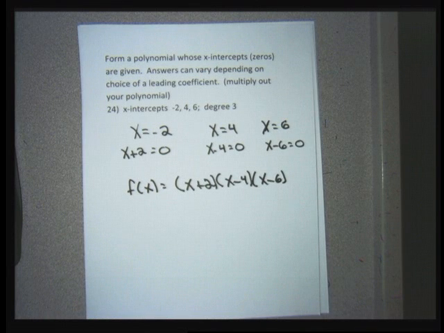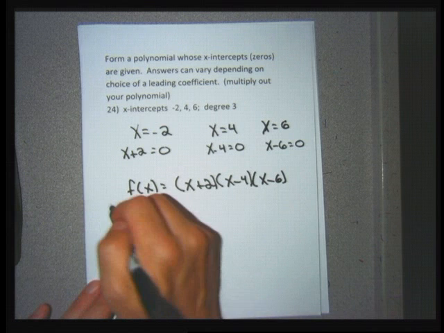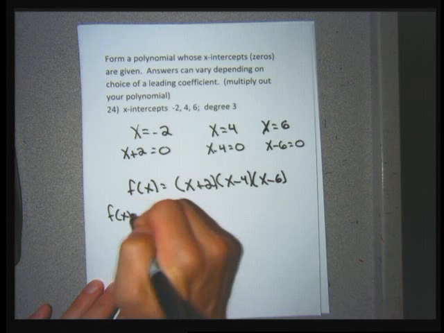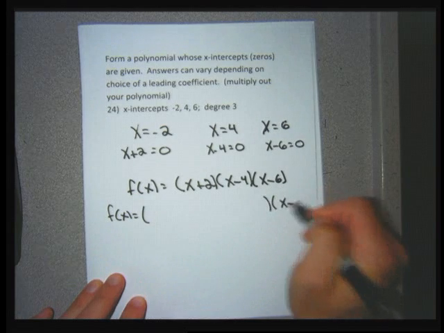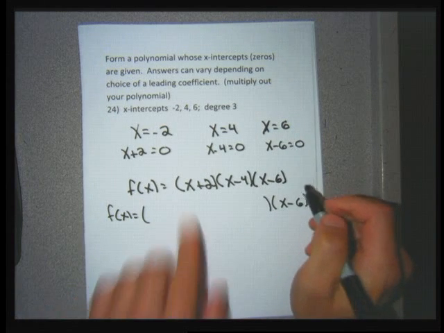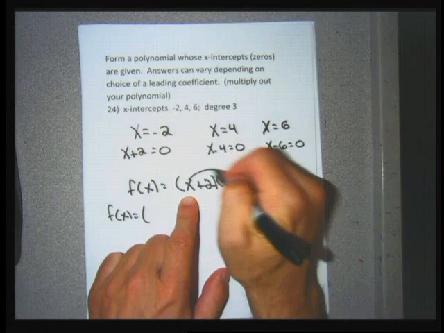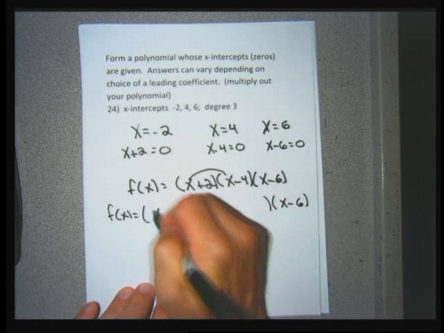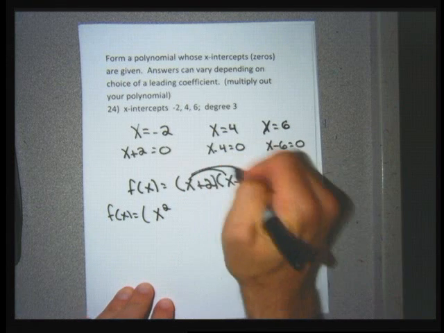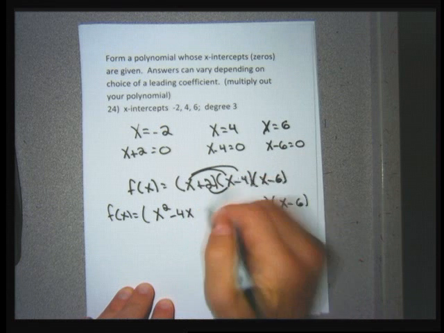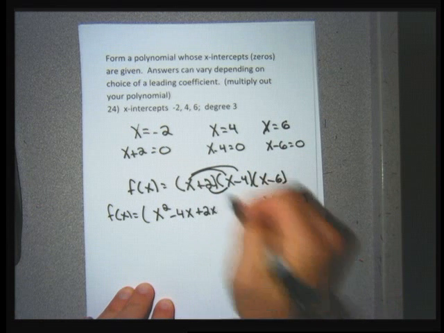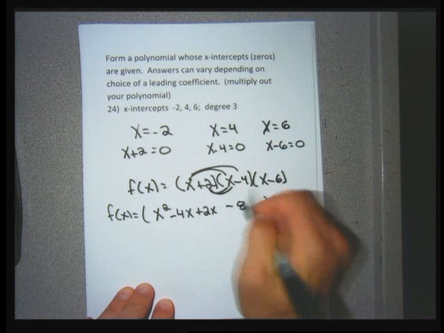It's going to cross the x-axis at each of the x-intercepts. My instructions say multiply out your polynomial. That's the grunge part of this. Let me do the first multiplication. I'm going to multiply the first two parentheses, leave the x minus 6 alone. In the first two parentheses, I'm going to do the firsts, x times x is x squared. The outers, x times -4 is -4x. The inners are 2x, the last are -8.